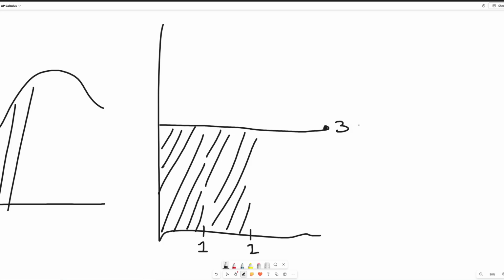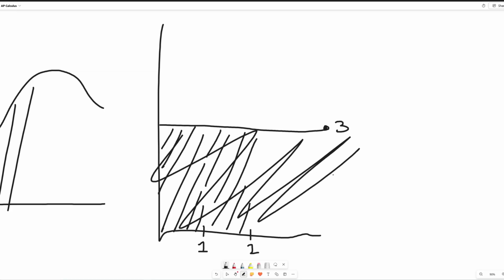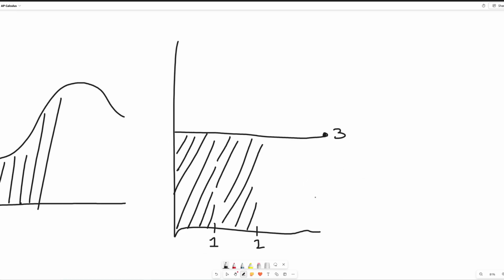So if we have this function, the area beneath its curve and the x-axis seems to be the amount of water that's in the tank at any given time. After 10 minutes, it's just going to be 10 minutes times 3 liters per minute, which is 30, which will coincidentally be the area underneath the curve between 0 and 10.